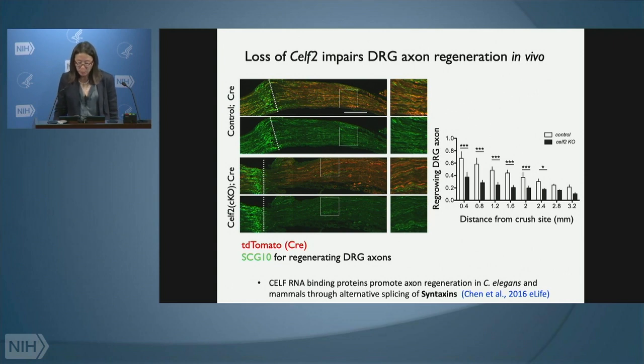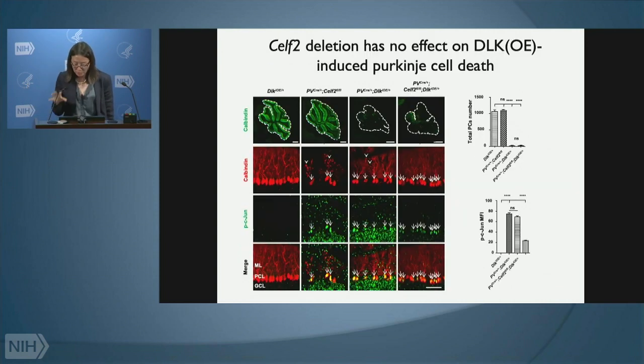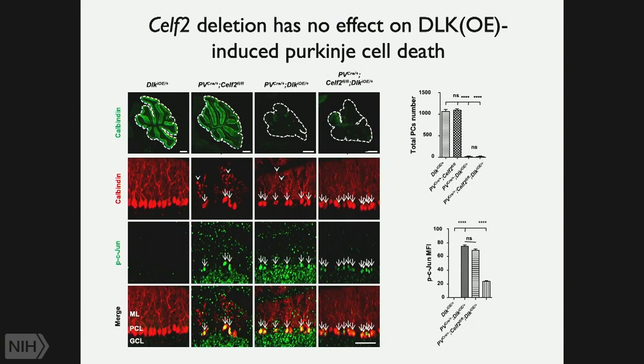So now we can start putting together the C. elegans work and the mouse work on CELF2 to ask the question: could CELF2 influence the DLK and LZK effect through alternative splicing of MKK7? And for this, we made extensive genetic mouse combinations, conditionally deleting CELF2 in the DLK overexpression mice, and then asking, do they block the Purkinje neuron cell death?